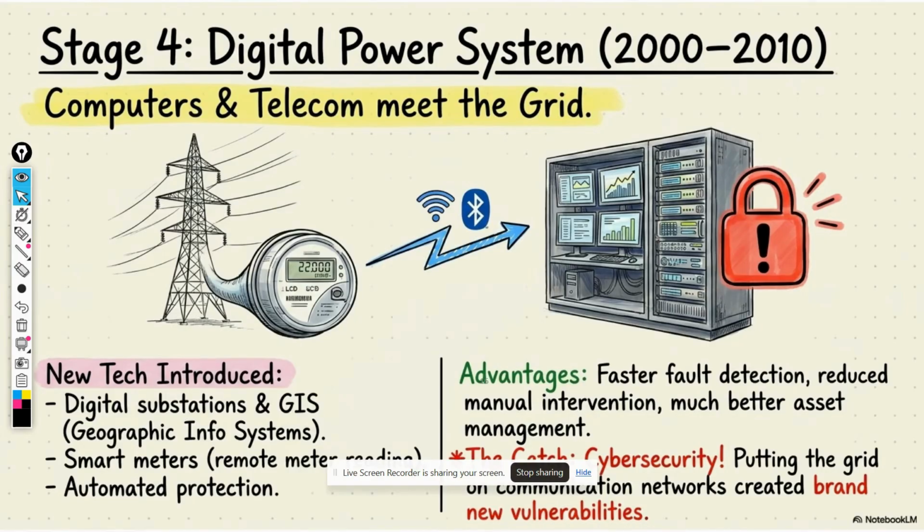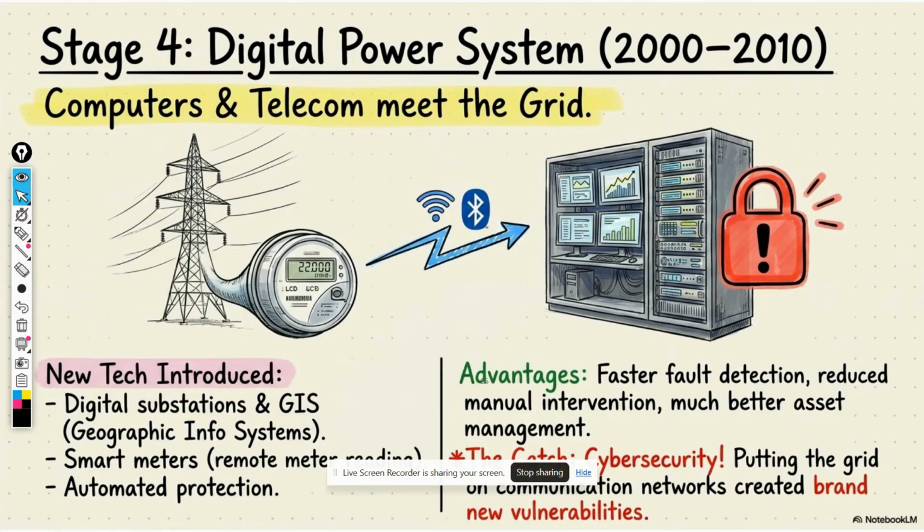So, let us understand this with an example. Think about banking. 20 years ago, people visited banks for every transaction. Today, we use mobile banking, internet banking, and UPI. The bank is still the same, but the way we access banking services has completely changed because of digital technology. Similarly, the power system still generated, transmitted, and distributed electricity, but monitoring and control became digital.